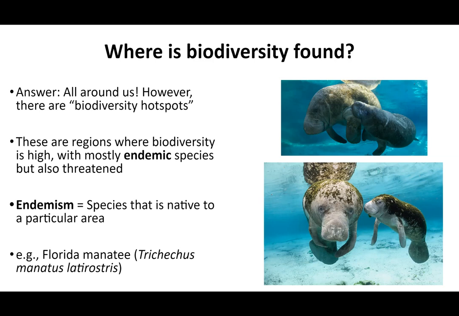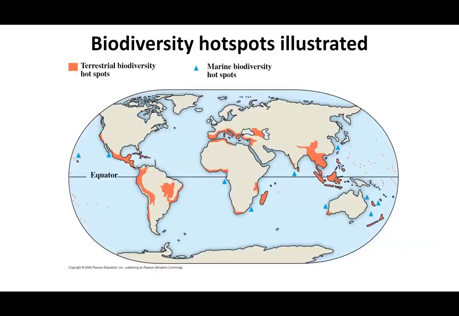So biodiversity hotspots are found everywhere. This is just a handy map where we have terrestrial hotspots in pinkish, orange, salmon, whatever color you want to call it, and then we have marine biodiversity hotspots in blue. You'll notice that there are quite a few biodiversity hotspots on the land, not very much at all in the ocean. But does anybody see any patterns to this data? I mean, it's not really data, but does anybody see any patterns in this map that you think is interesting?